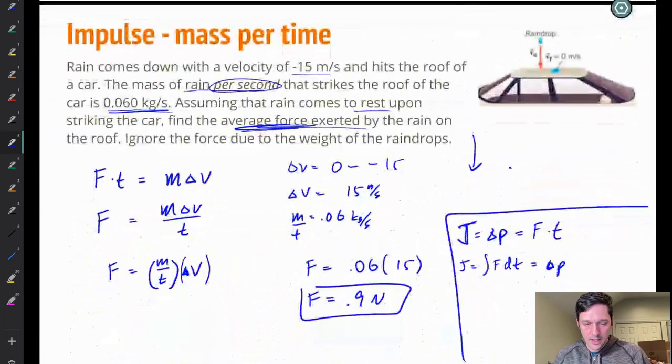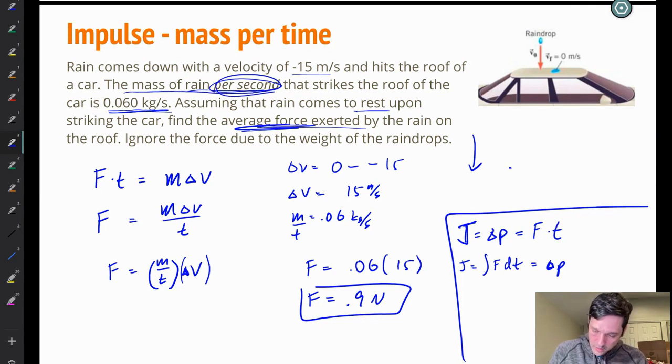And lastly, we've got this interesting take on a mass per time. So if you ever see something like some amount of stuff is happening per second, keep your eyes out for this one. Mass per time times the change in velocity equals the force. So welcome to the kickoff for impulse. It doesn't play a huge role in the big picture, and that's why I went through this pretty quickly, even though this video still ended up being 18 minutes long or something.